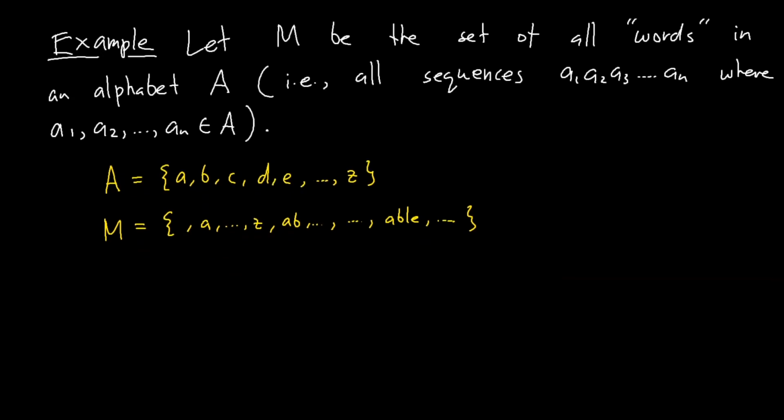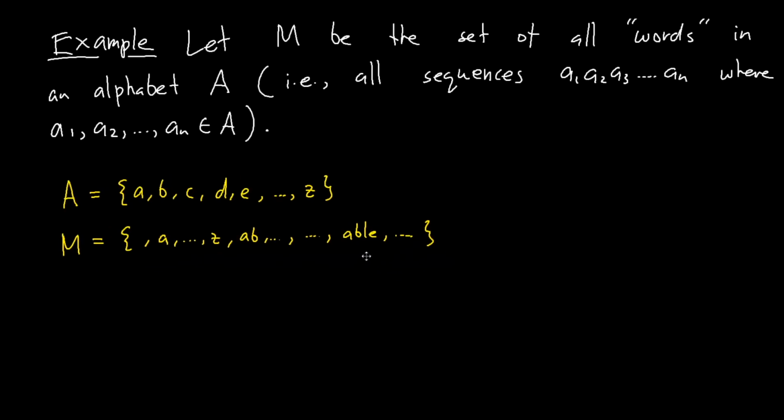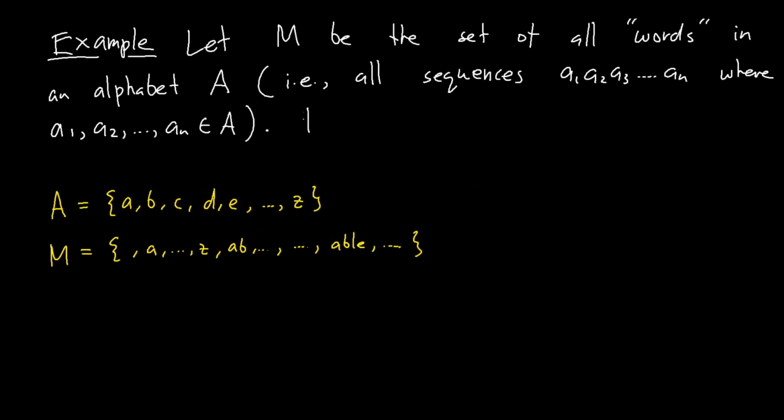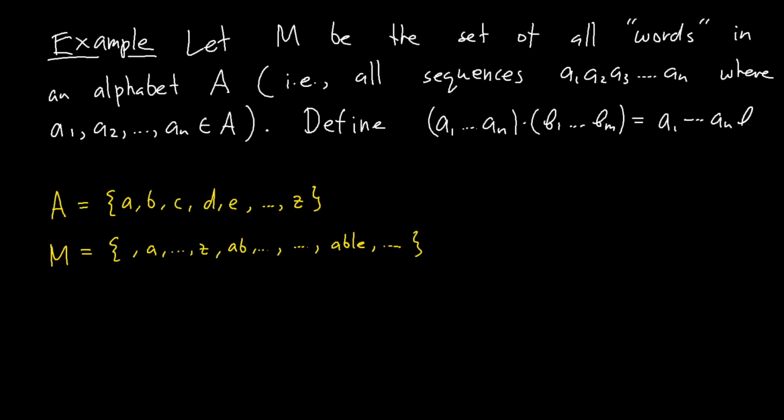Okay, but now we just describe a set. We want to turn this into a magma. So I want to describe how we multiply two sequences or two words. So if I call my sequence, okay, let's just stick with this notation. So define one sequence times another, let's say B1 up to BM, to be just forming a longer sequence. So what is called concatenation of words, when you just put these sequences next to each other and you get a longer sequence.